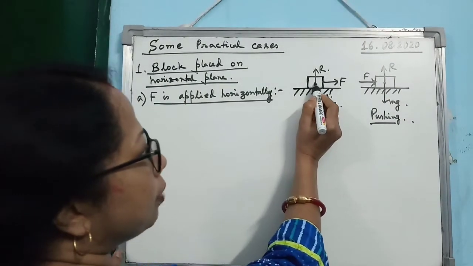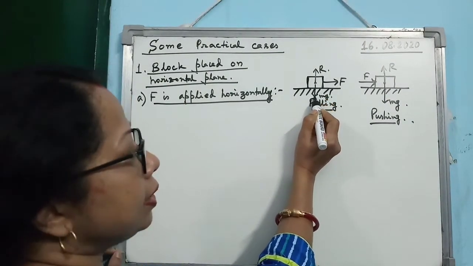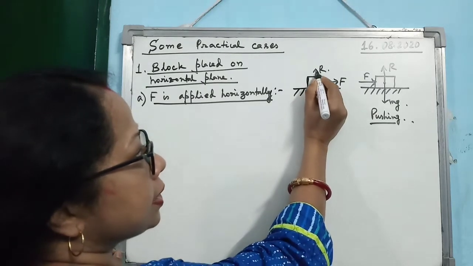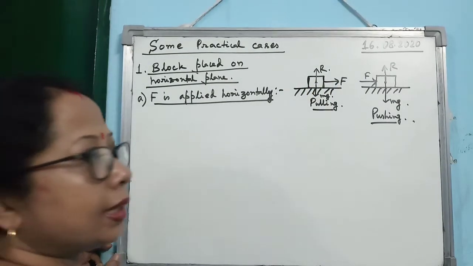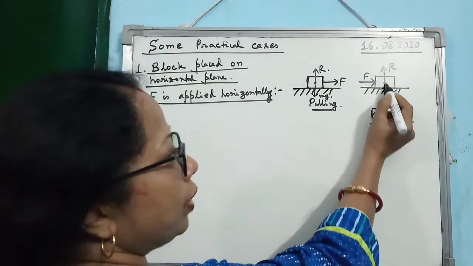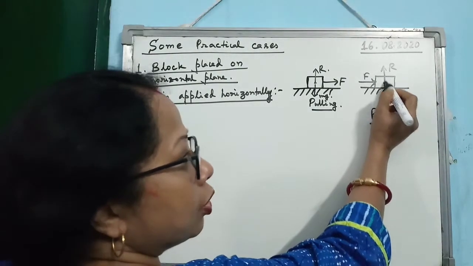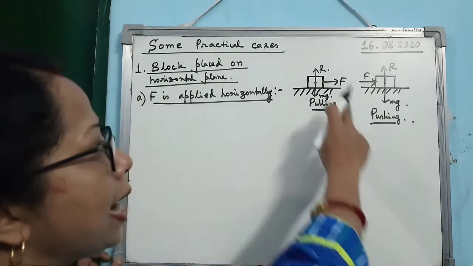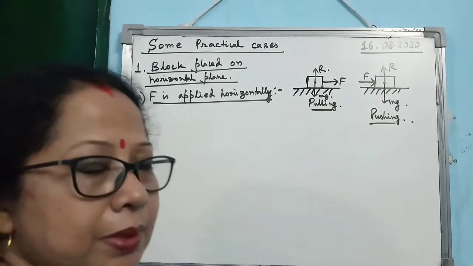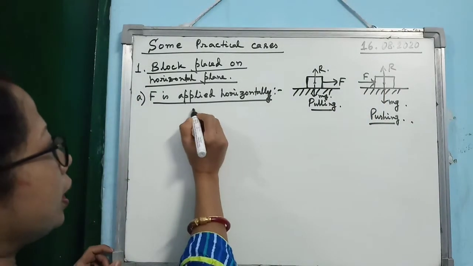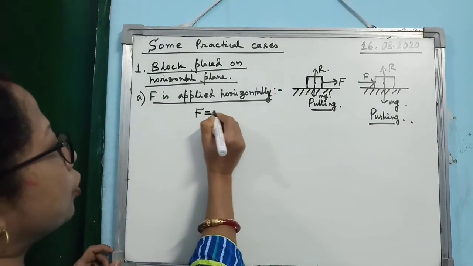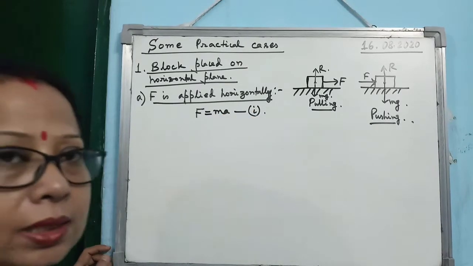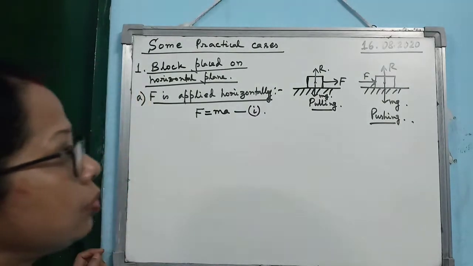First is the weight of the body acting in the downward direction, and as it is kept on the horizontal surface, the normal reaction is acting in the vertically upward direction. Same in this case also, weight is acting down and the normal reaction is acting in the upward direction. Now you see, under the action of the force, the body will have some acceleration. So according to Newton's second law of motion, you can write force is equal to mass into acceleration. Alright, this is one equation you will get.